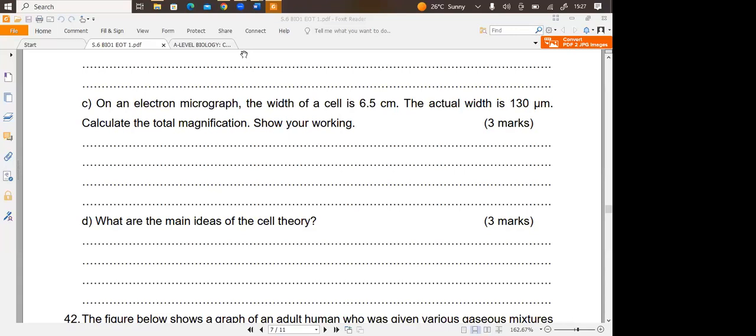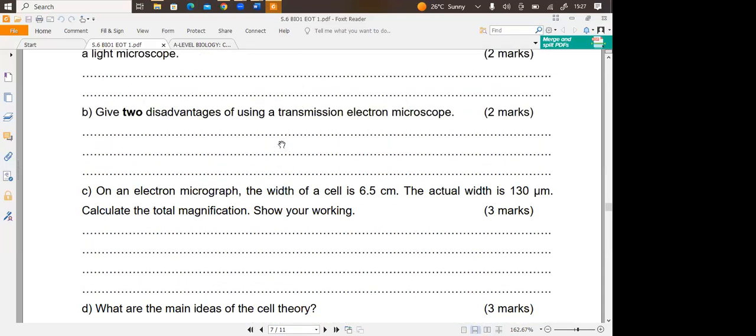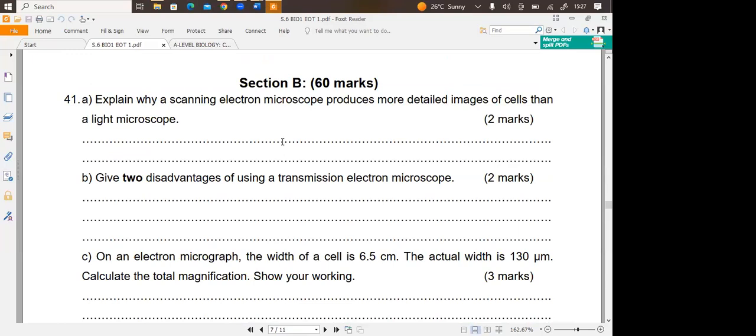Let me open the chat room. Now Bainom Jisha is asking, can the answer of resolving power alone weigh 2 marks? I think we need to explain. Yes, you're right. Even the question, let me go back to the question. Even the question is saying, explain why a scanning electron microscope produces more. Even the question is saying, explain. So now, should we really be worried about the marks?